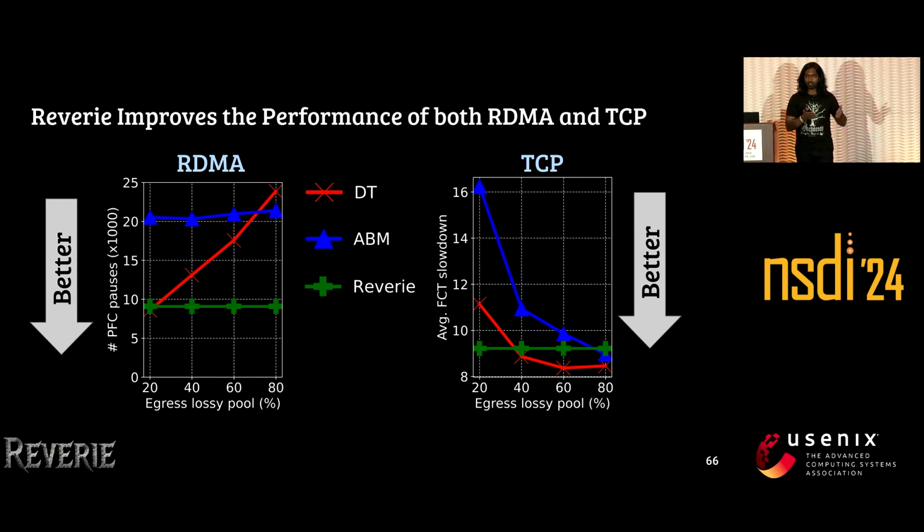We see whether we can still improve prior works if we provision them with a larger proportion of buffer towards TCP. On the x-axis, we are increasing TCP's pool size for DT and ABM. On the left, we are looking at the performance of RDMA. On the right is the performance of TCP. Both the existing algorithms can either perform well for RDMA or for TCP, but not both together. There's no good sweet spot. In contrast, Reverie performs consistently for both RDMA and TCP.